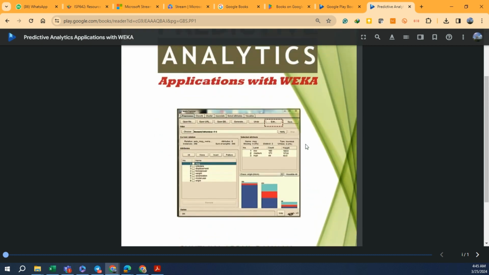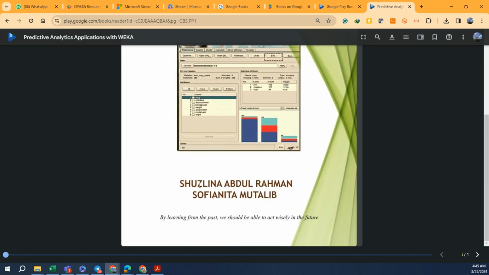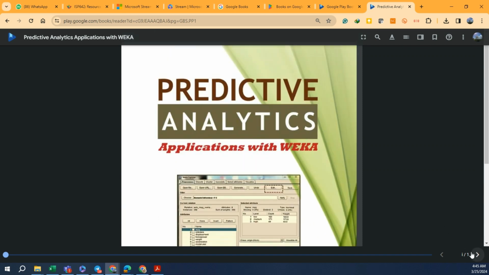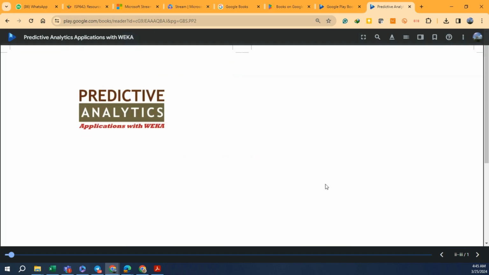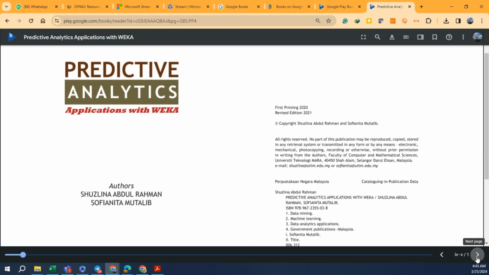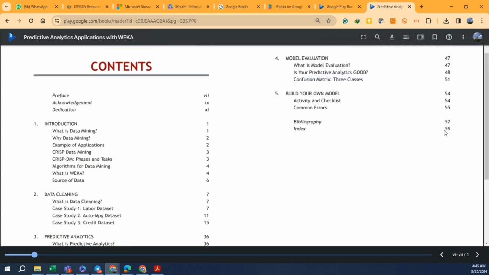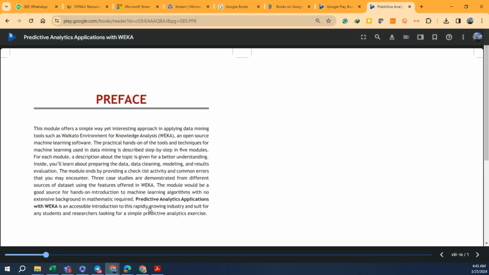The first part of this book, actually this book was written by Professor Madya Dr. Shuzlina and Professor Madya Dr. Sofianita Mutalib, a lecturer from Shah Alam. So this book begins with some introduction, and it's a very simple book. It contains 59 pages, 59 muka surat sahaja.